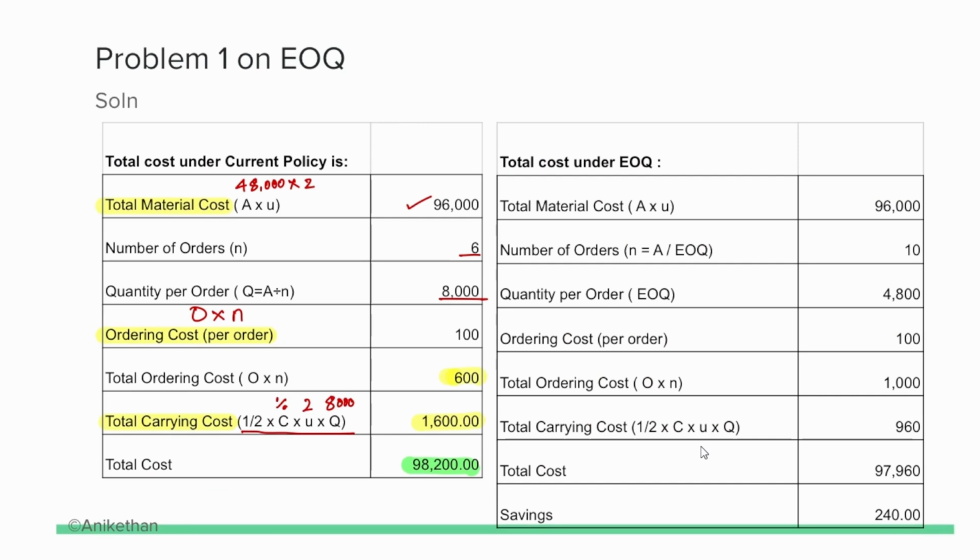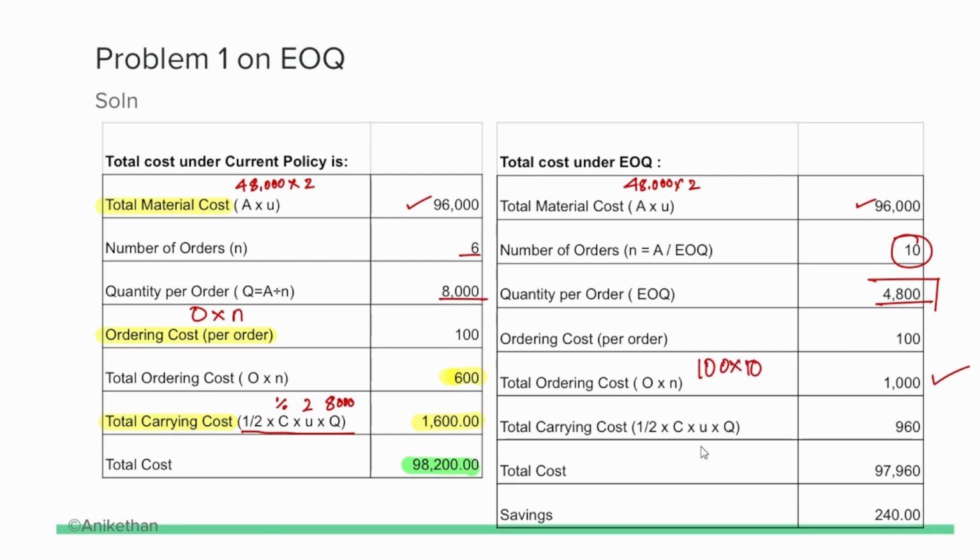Now under EOQ, observe how the things change. Does the total material cost change? No, because again this is 48,000 into 2, no change. So 96,000 is the material cost. Here the number of orders is changing. Why? Now I am ordering, let's say, 4,800 each time. How many orders do I have to place per year? I have to place 10 orders.